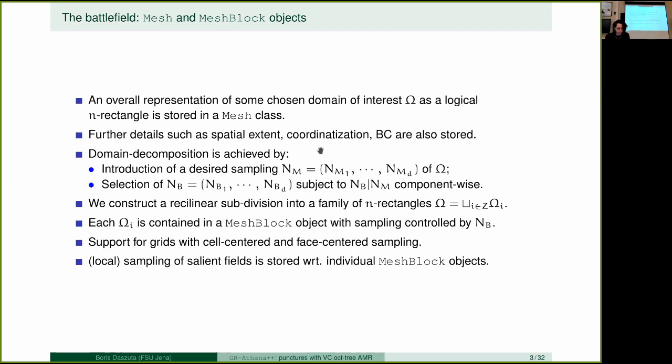The way that this code splits the domain is an initial decomposition. So you have your mesh, and then you split it into mesh blocks. And the sampling of the mesh blocks needs to divide the mesh samples. And so, at the end of the day, you are in this situation where you have a family of n rectangles that are describing your computational domain. Fine.